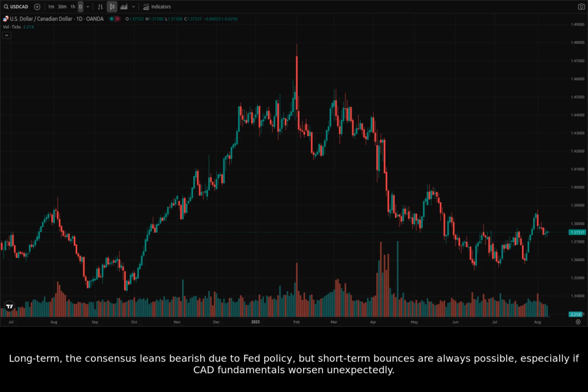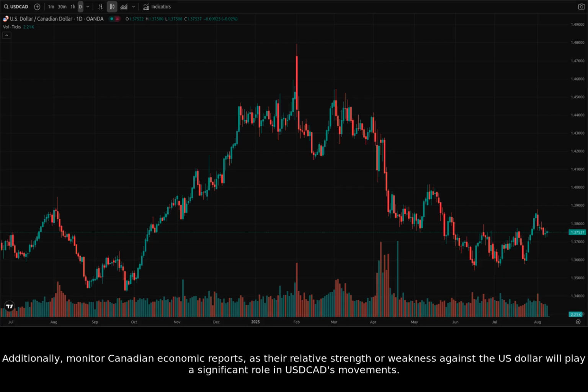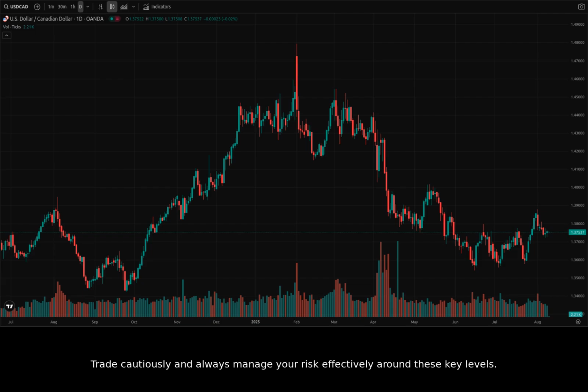Long-term, the consensus leans bearish due to Fed policy, but short-term bounces are always possible, especially if CAD fundamentals worsen unexpectedly. Keep a close eye on upcoming ISM data and any fresh commentary from the Fed, as these will be crucial catalysts. Additionally, monitor Canadian economic reports, as their relative strength or weakness against the US dollar will play a significant role in USDCAD's movements. Trade cautiously and always manage your risk effectively around these key levels.